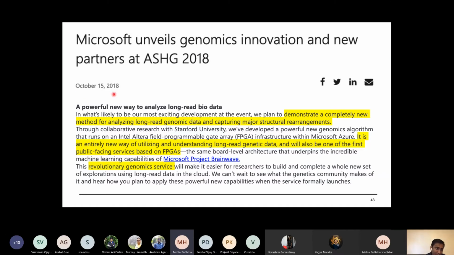And after that internship in October 2 years back, they actually made this announcement prior to the American Society of Human Genetics meet in 2018, which is where we also presented this work. And you can read this announcement. They say that this technology was really like a completely new method. And by the way, this was implemented on their Catapult system. So we utilized FPGAs for this. And as you can see, they are also calling it revolutionary genomic service that they hope to provide widely to the community.